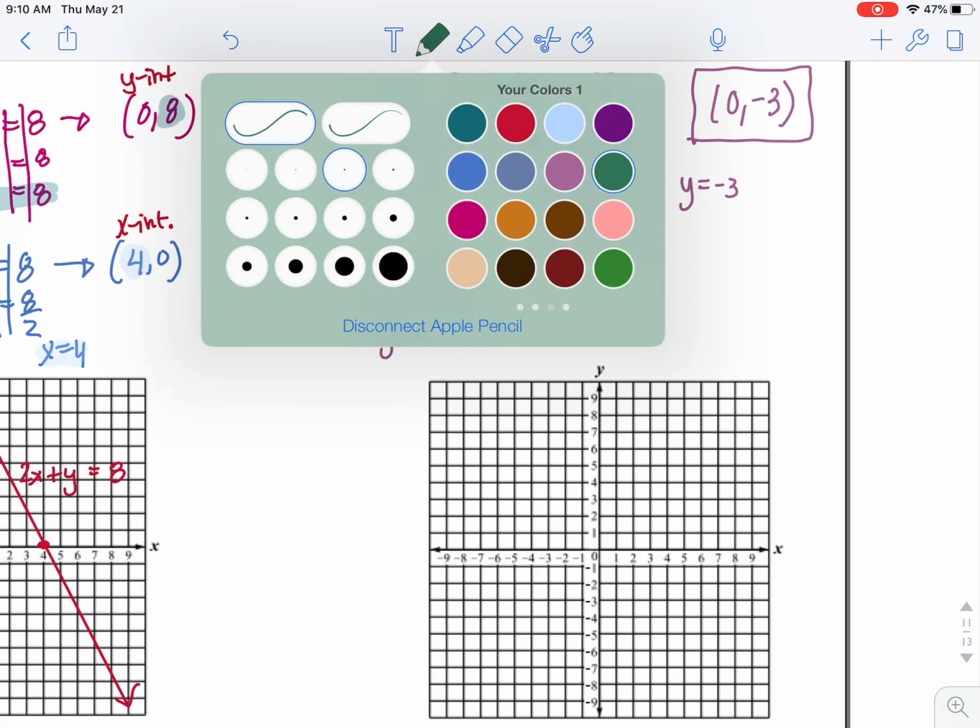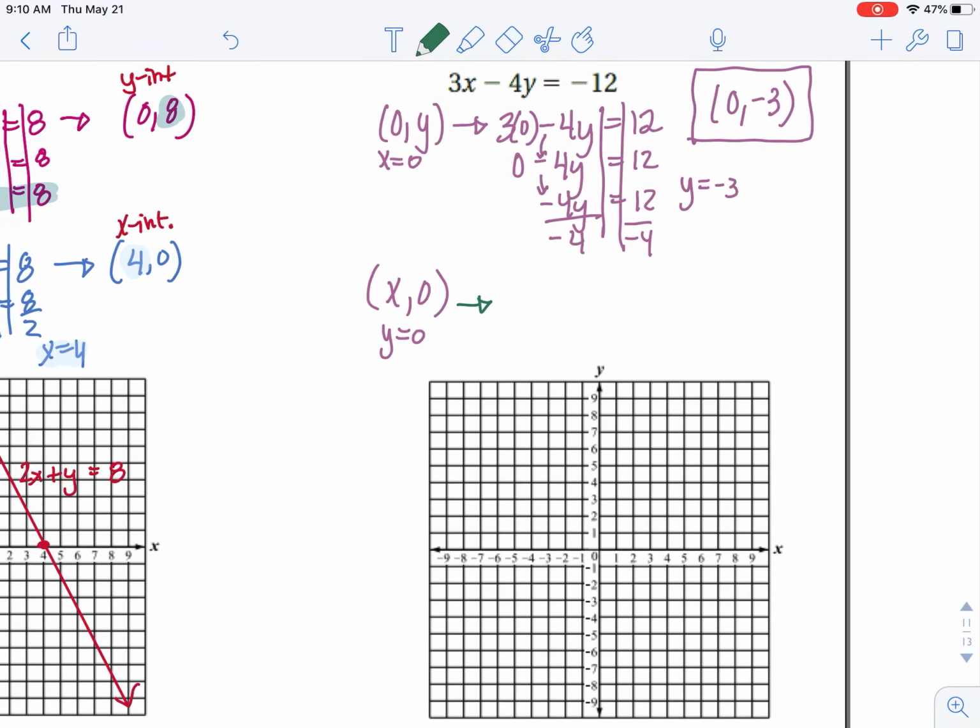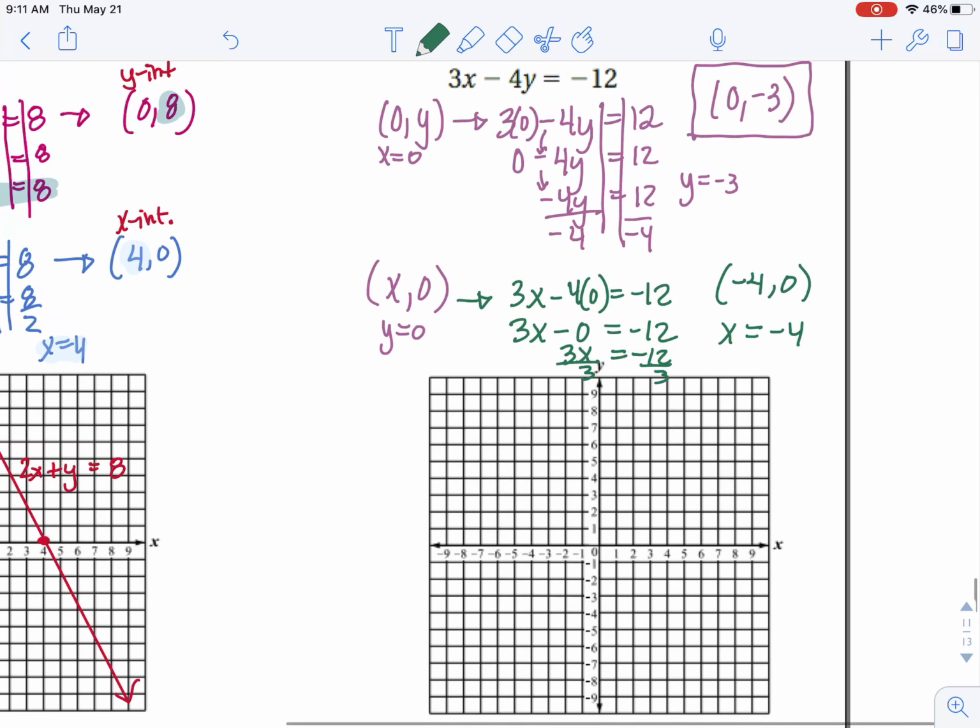Then this time, I know that my y is 0. So when I have 3x minus 4y equals 12, instead of y, I need to plug in 0. So I get 3x minus 0 equals 12. 3x equals 12. Divide by 3, x equals 4. So my point is (4, 0).